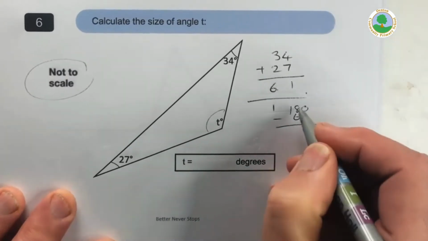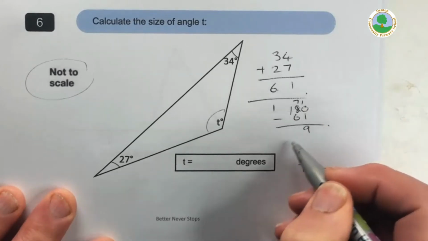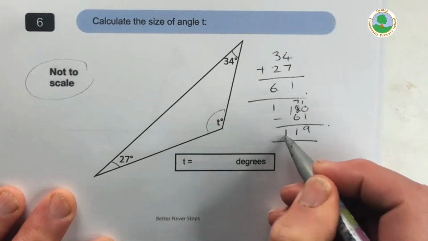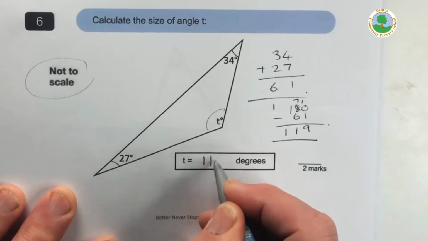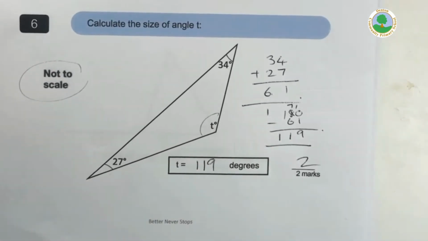Oh, there we go. So 180 minus 61 is 119 degrees. It looks about 119 degrees as well. So I'm going to give myself 2 marks for question 6.